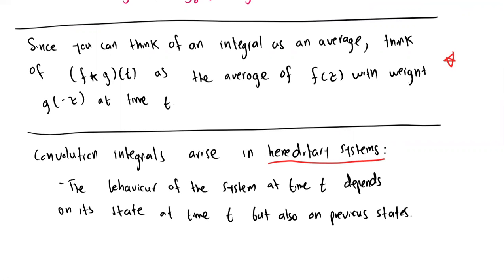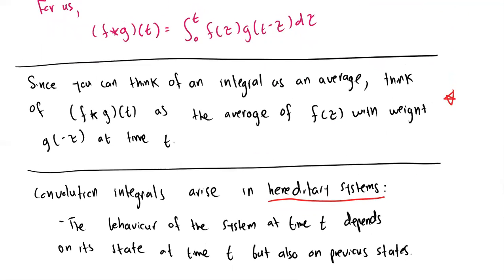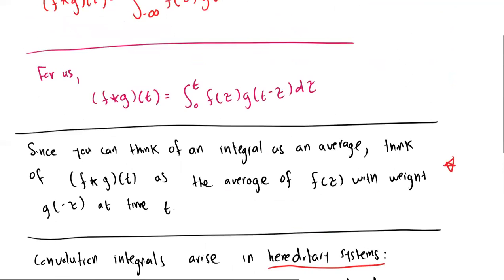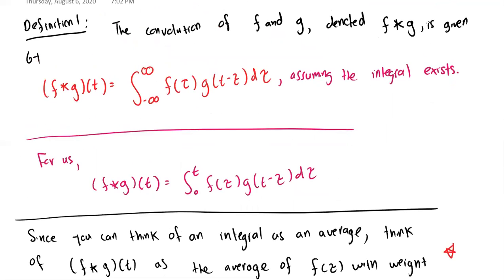For our purposes, you don't really have to worry about both of these interpretations. I give them to you so you know where this comes from in applications. But for us, we're going to focus on this specific application: how does the convolution arise in terms of solving differential equations.